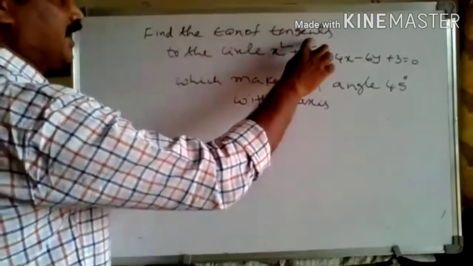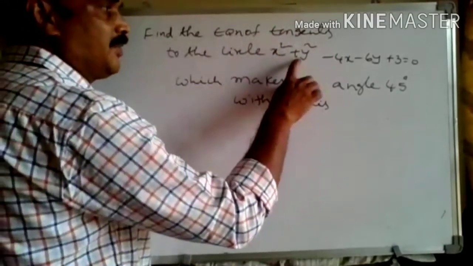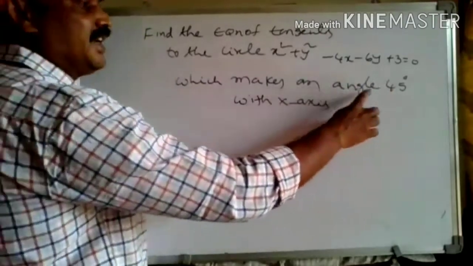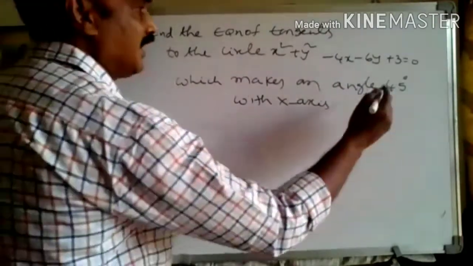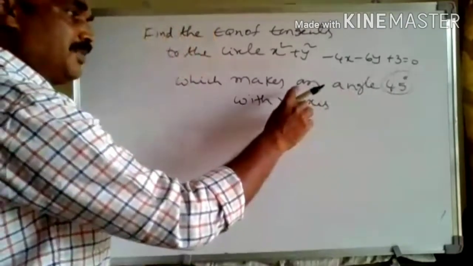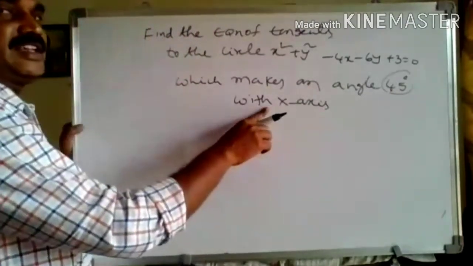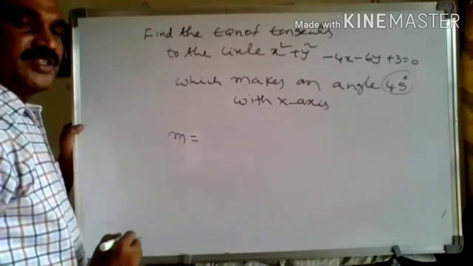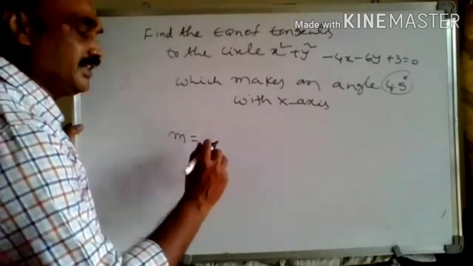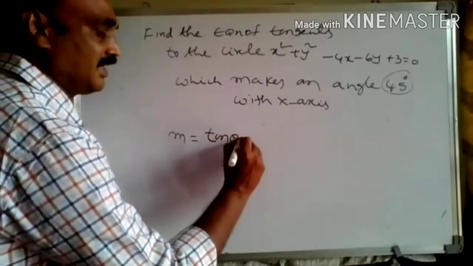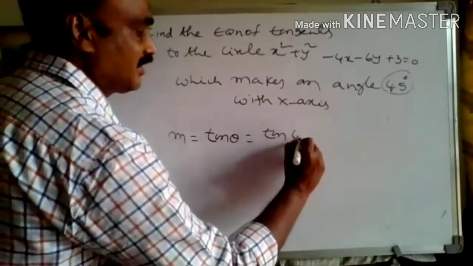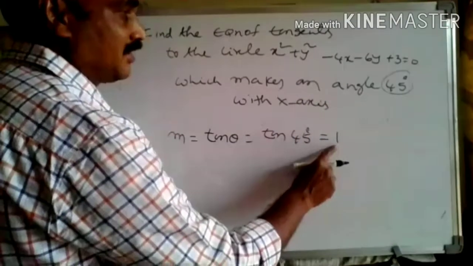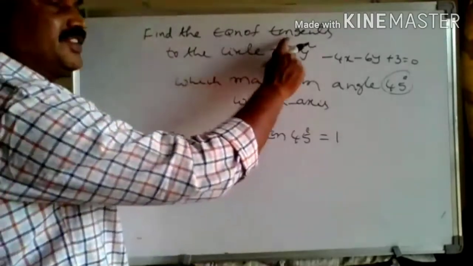Find the equation of the tangents to the circle x² + y² − 4x − 6y + 3 = 0 which make an angle of 45 degrees with the x-axis. Here the angle is given. From first-year geometry of straight lines, the slope of the line m is equal to tan θ. Here tan θ = tan 45°, and the value of tan 45° is 1. So the slope is 1.